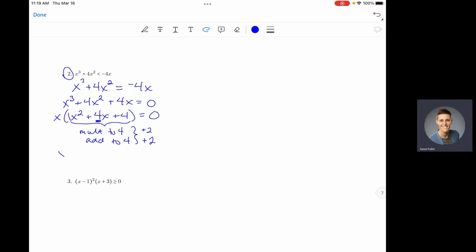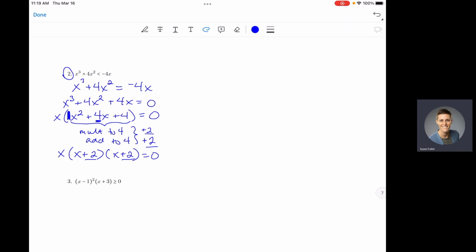So this is going to factor into x times x plus 2 times x plus 2. Again, I can just take these two numbers that I have and pop them into my parentheses with x's. That's because my leading coefficient is 1. If your leading coefficient is not 1, you have to split your middle term, chop it in half, and then factor by grouping.